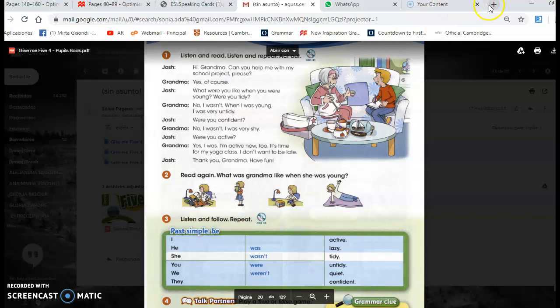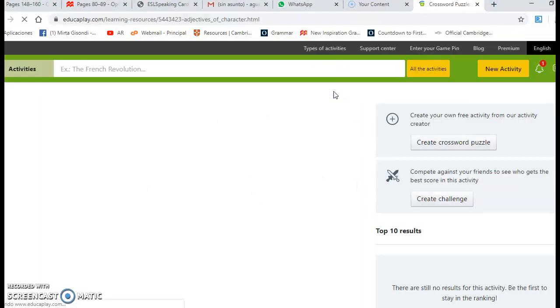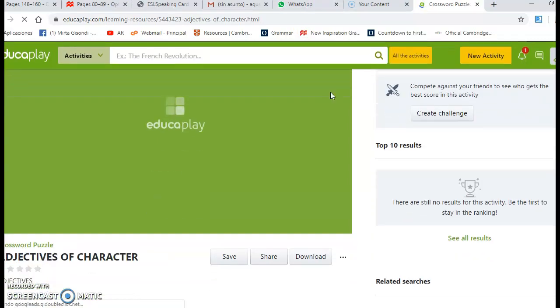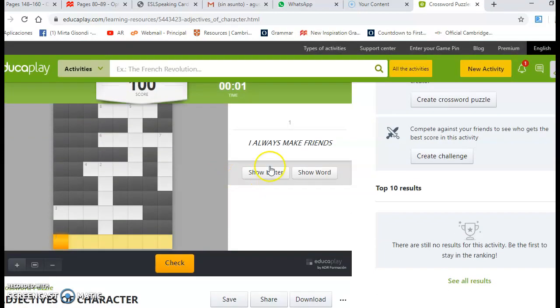exercise, yes, to revise, ahora voy a mostrar cuál es, to revise what we have learned on Tuesday, okay? This is adjectives of character, yes, you put start. It says, for example, I always make friends. If I always make friends, how am I? ¿Cómo soy? ¿Qué adjetivo es? ¿Sí? Esta es la revisión de los adjetivos que vimos el martes, okay?